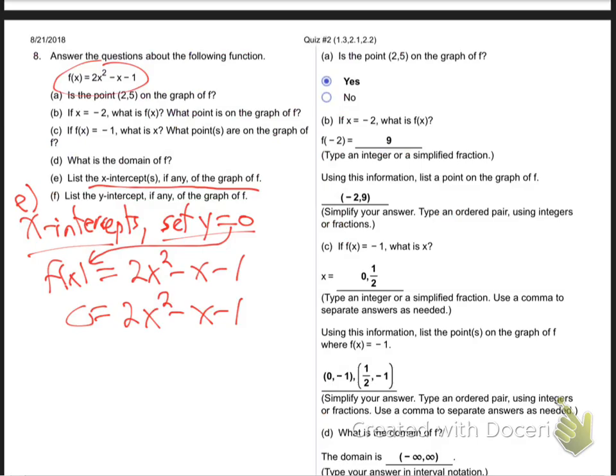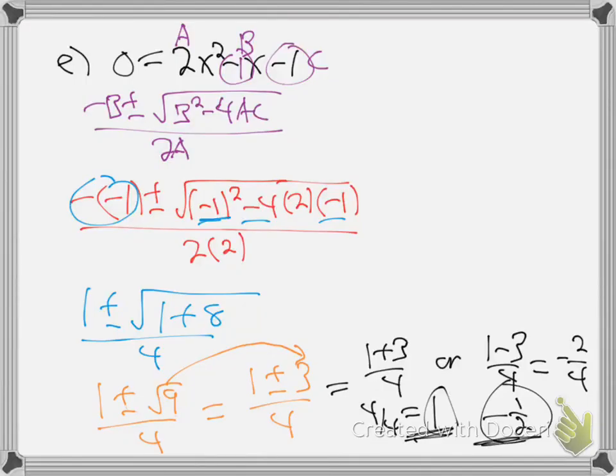What else do they want? Those are my x answers on that. And so that's all they want for that. Those are the two answers.